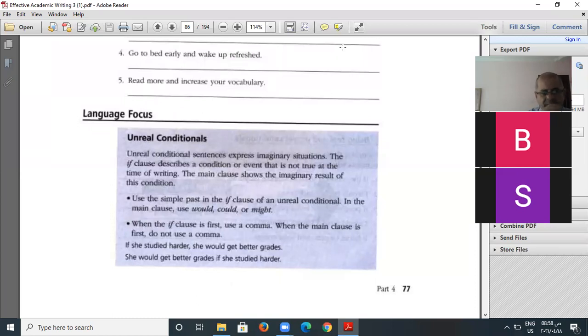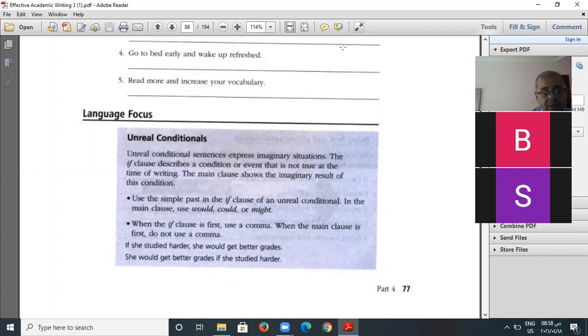يعني عكس ايش الريال conditions. بالريال conditions بالif clause we use simple present. وبالmain clause we use will, can and may. هون العكس. With the unreal condition we use the simple past in the if clause. بالmain clause we use what? يا would أو could or might. طبعا when the if clause is first and when we start the sentence with the if clause we use comma. When the main clause is the first we do not use comma.